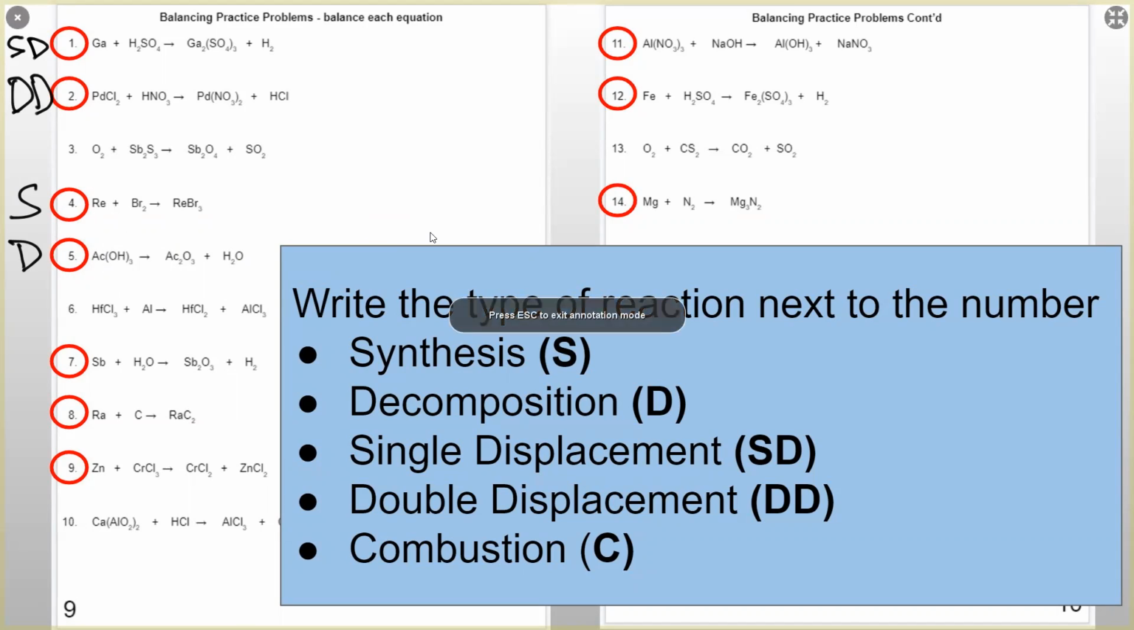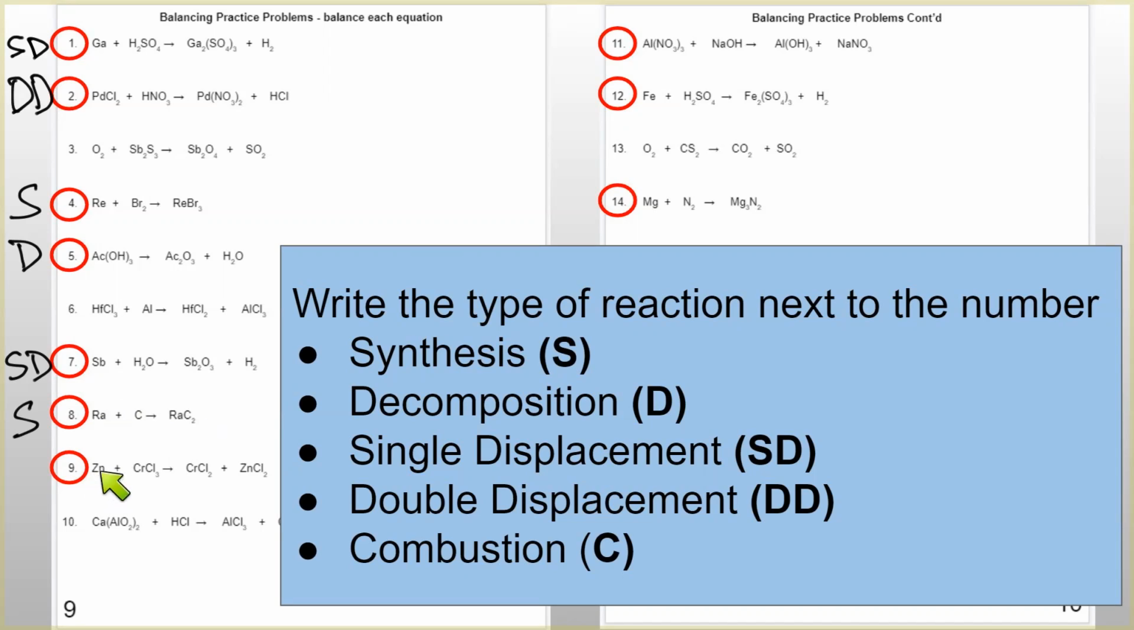Let's see, number 7, down here, we have Sb by itself. Later, we have hydrogen by itself, so that must mean Sb displaced the hydrogen. So we're going to say that is single displacement. Number 8, Ra and carbon, RaC2, 2 things coming together to make one product. That's going to be synthesis.